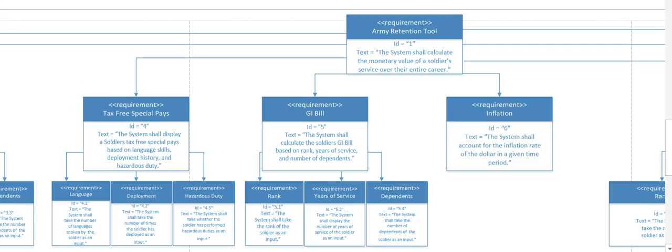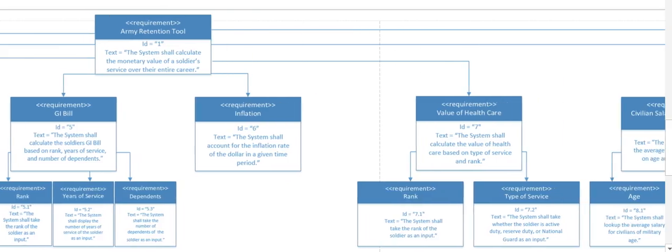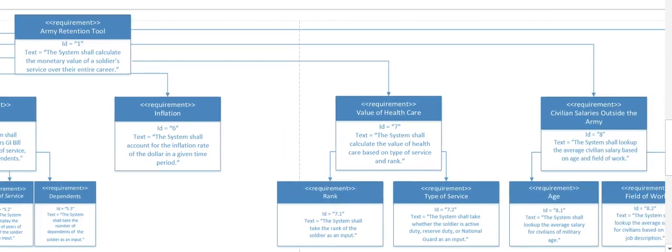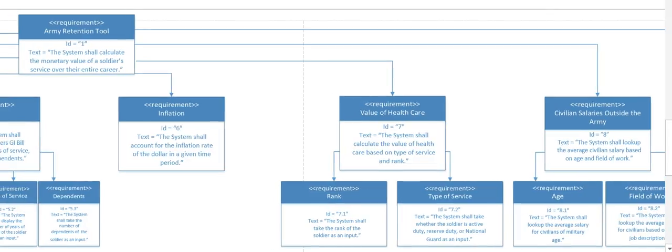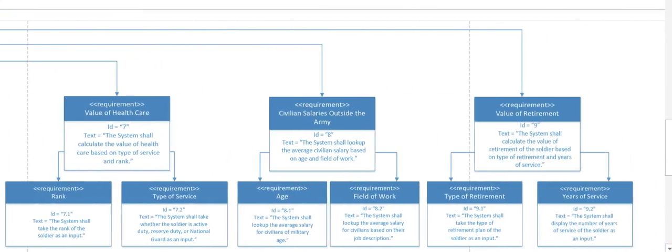The next requirement of the Army retention tool is inflation. The system shall account for the inflation rate of the dollar in a given period of time. The next requirement of the retention tool is value of healthcare. The system shall calculate the value of healthcare based on type of service and rank.